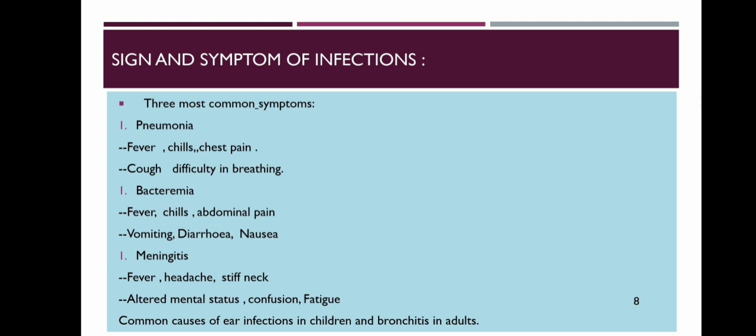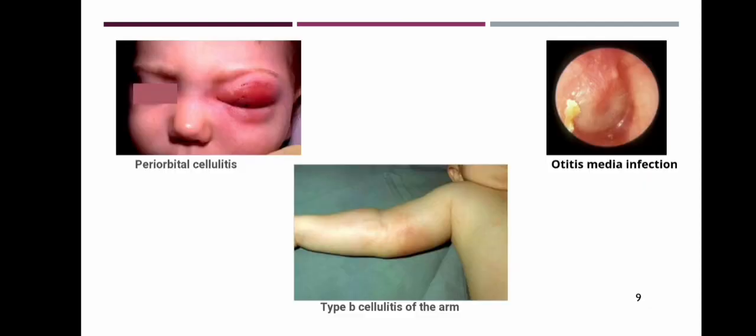Signs and symptoms of this infection. There are three most common presentations. Pneumonia, which has fever, chills, chest pain, cough, difficulty in breathing. Bacteremia, the condition in which viable bacteria are present in the circulating blood, which causes fever, chills, abdominal pain, vomiting, diarrhea, nausea. Meningitis, which causes fever, headache, stiff neck, altered mental status, confusion, fatigue. It is also a common cause of ear infection in children and bronchitis in adults. Here are some images of this infection.